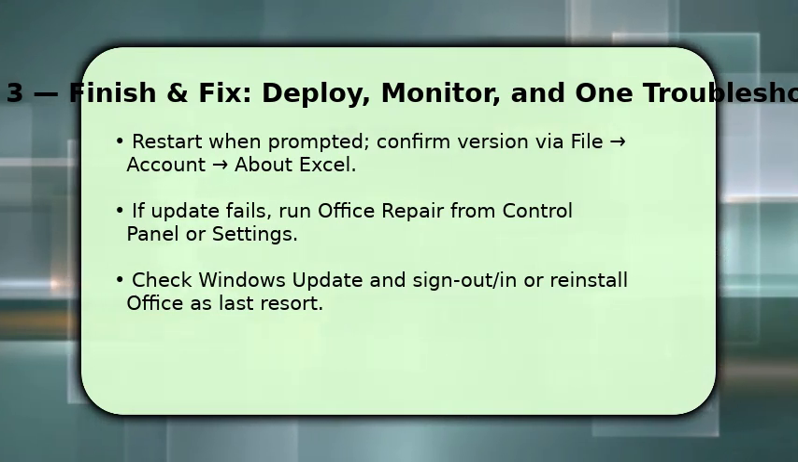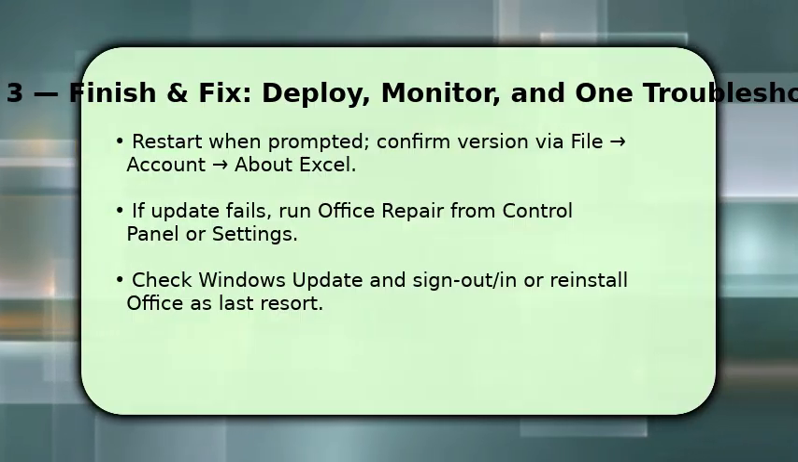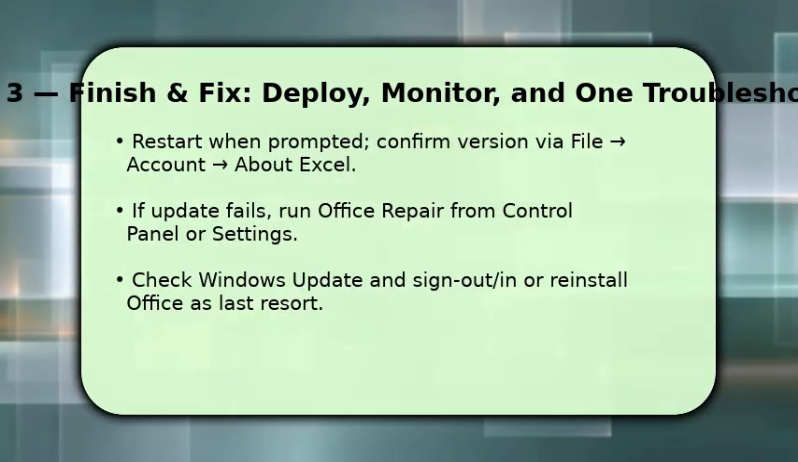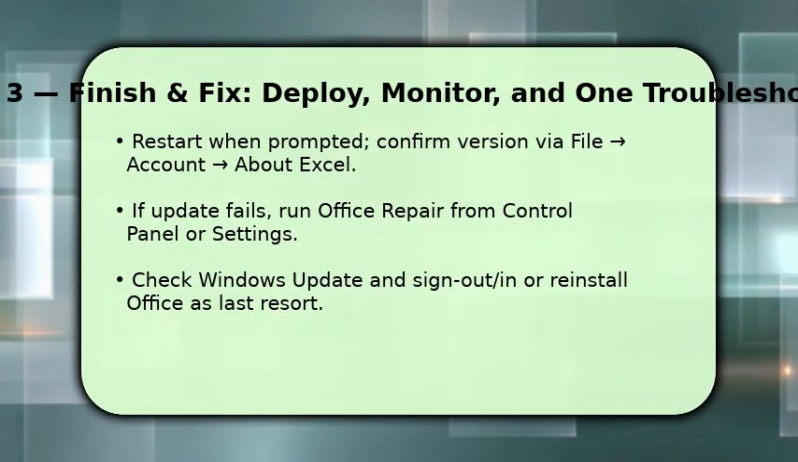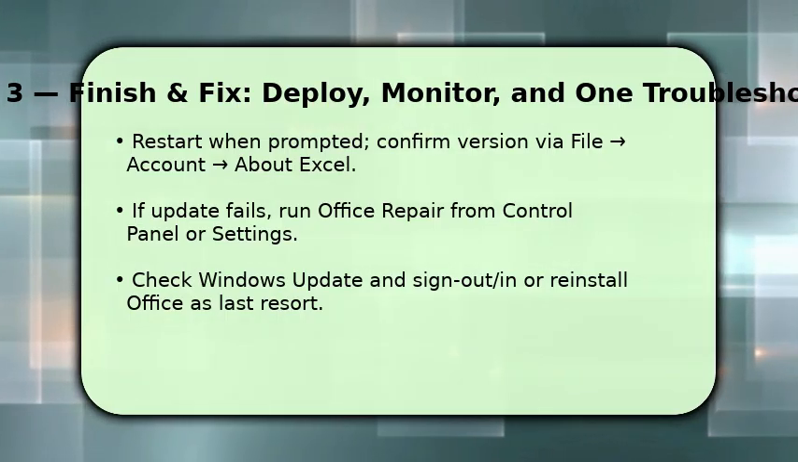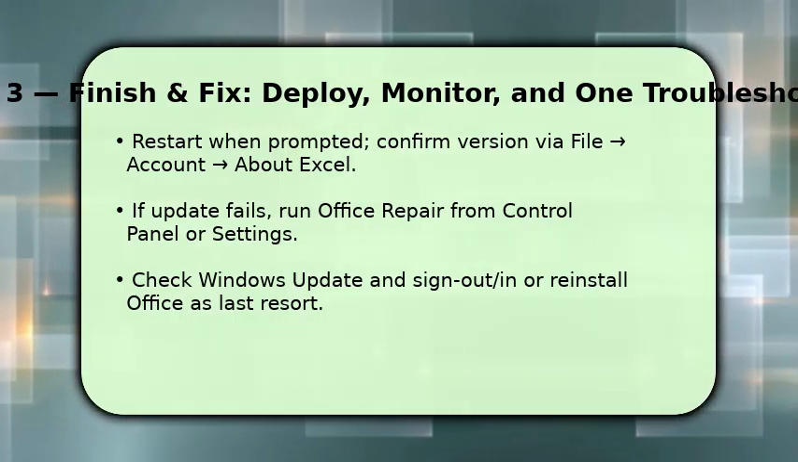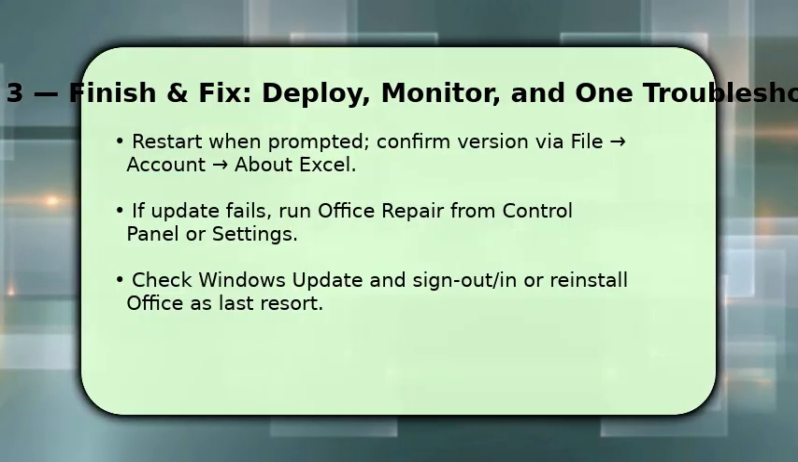If something goes wrong, don't panic. First run Office Repair from Control Panel or Settings. This fixes corrupted files and component registration. If repair fails, check Windows Update for pending patches and sign out of your Microsoft account, then sign back in. As a last resort, uninstall and reinstall Office. That removes persistent content.